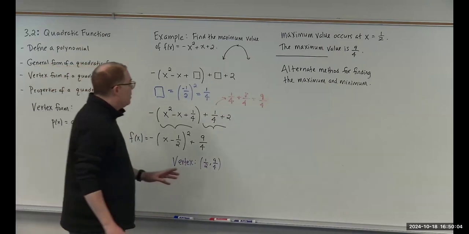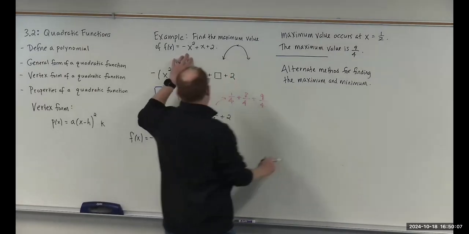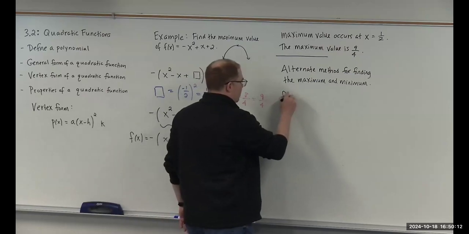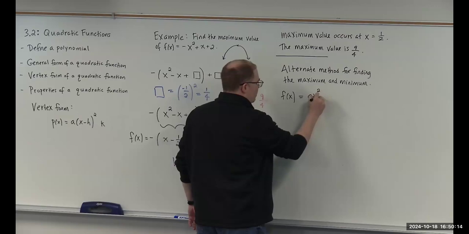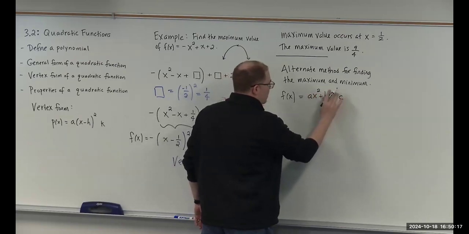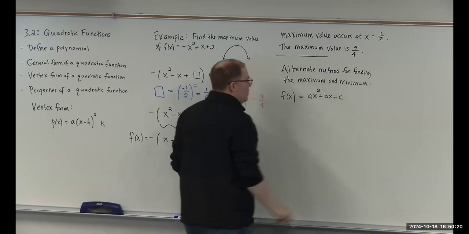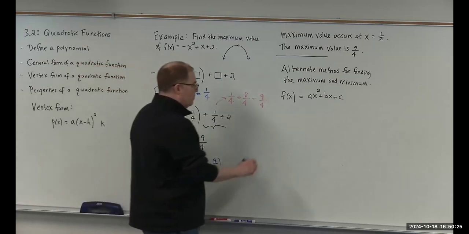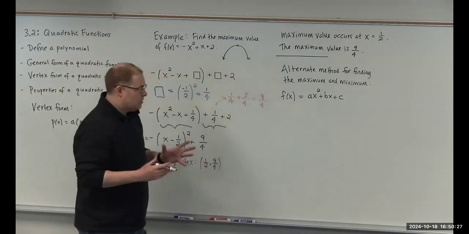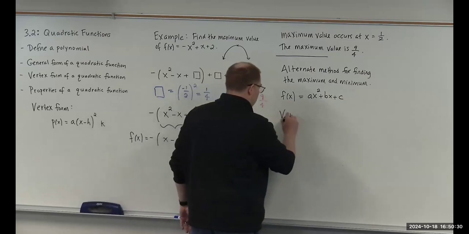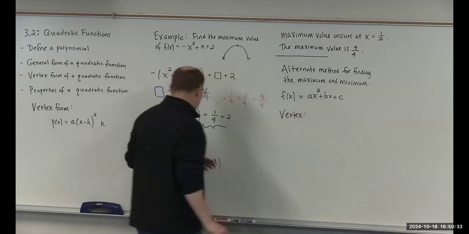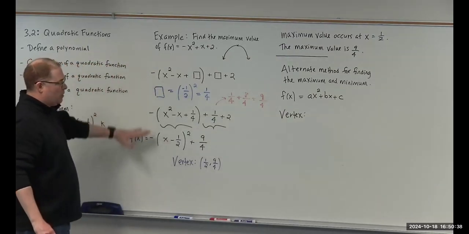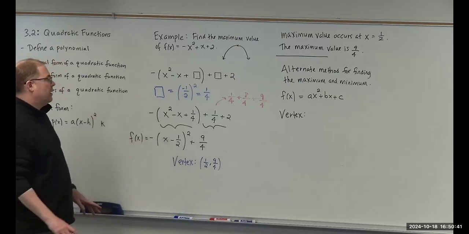Okay, so basically given this form, if we have ax squared plus bx plus c, there's a formula that will basically give us our vertex without having to go through this process. But I still want to mention that completing the square is a very, very important technique.